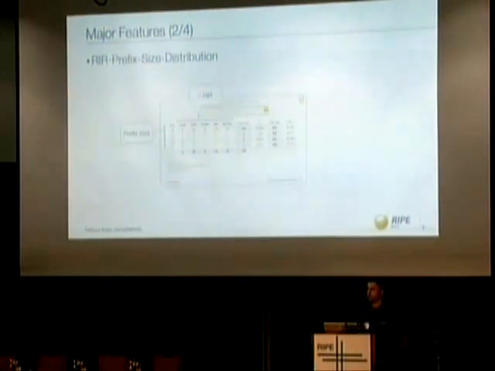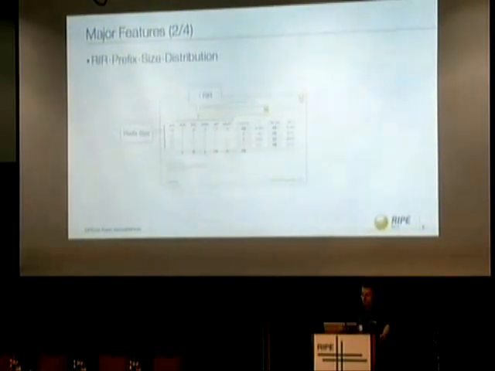Another major feature that we added was the RIR prefix size distribution. This is a widget that is based on RIRstat data, and it shows you how many delegations, so basically allocations and assignments, are below a specific prefix. So if you query for a specific prefix, let's say a /8, then with this widget you're going to see how many delegations there are for each RIR. That could be handy if you're doing some kind of prefix size filtering.